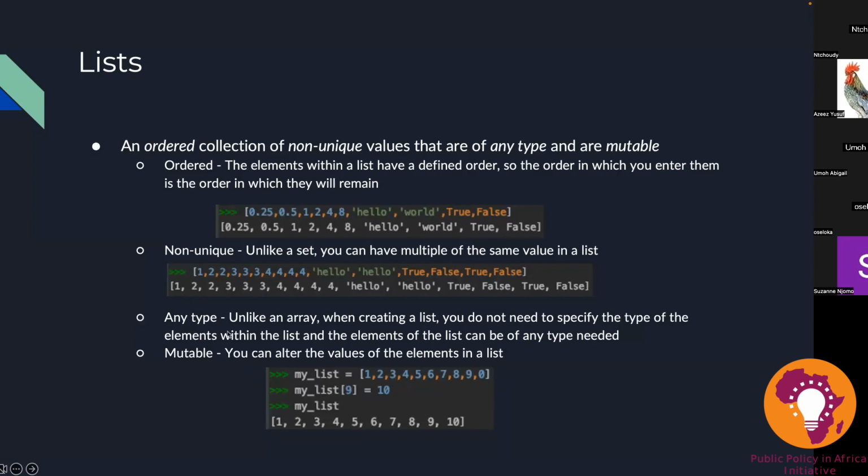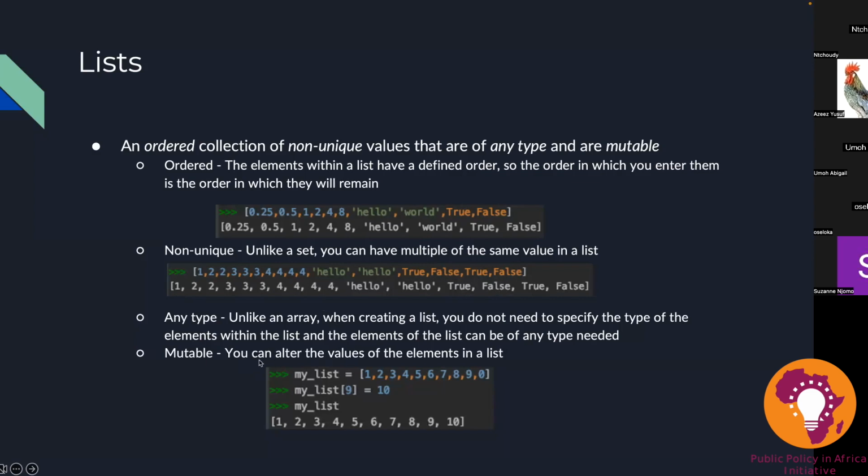So, any type. Unlike an array, when creating a list, you do not need to specify the type of the element within the list, and the elements of the list can be of any type needed. As you can see in the example above, we have numbers, strings, and booleans in the same data structure, right? So they can be of any type.